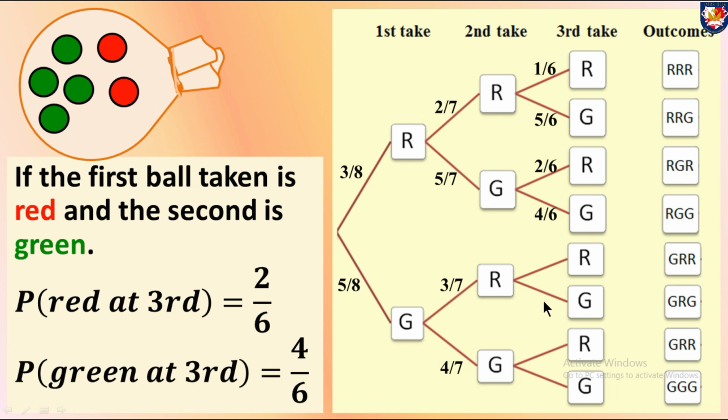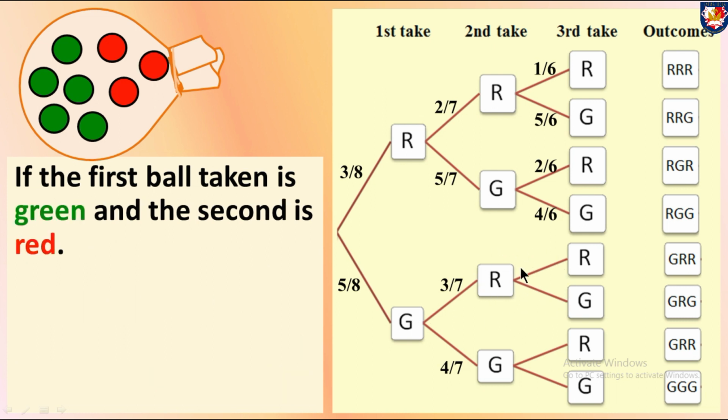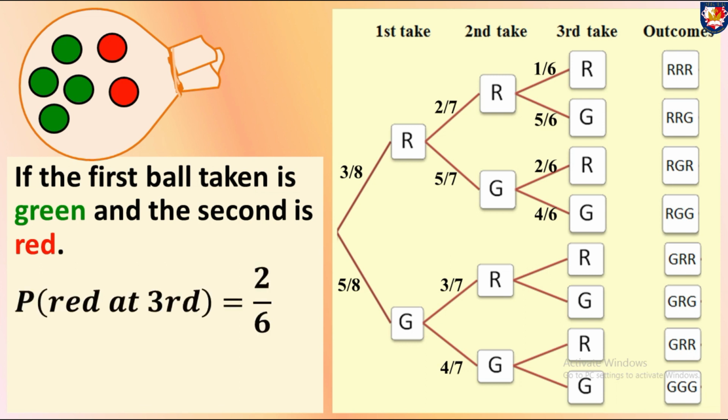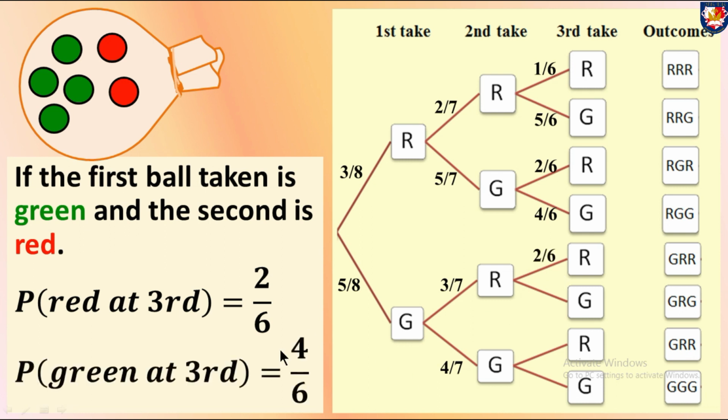The probability here is the probability of getting green at the first and getting red at the second. So first you take out 1 green ball and then take out 1 red ball. The probability of getting red at the third is 2 per 6 because there are 2 red balls here. You write 2 per 6 here. And the probability of getting green at the third is 4 per 6, as you can see here, 4 green balls out of 6. You write 4 per 6 here.